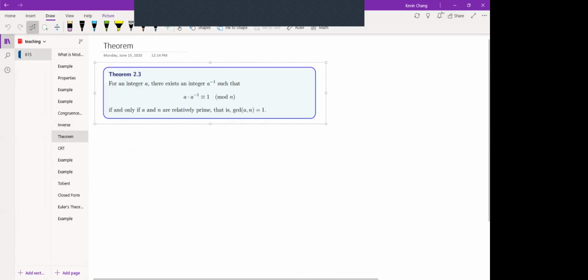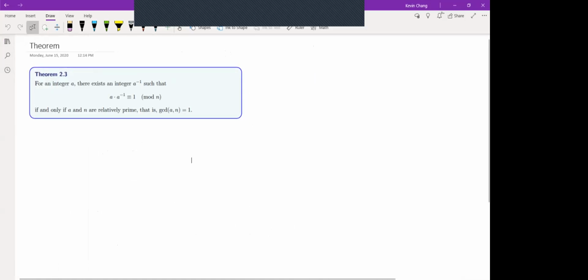So there's a theorem that states that for any integer a, there will be an inverse a to the power of minus 1 such that the inverse property is satisfied. And this happens if and only if a and n are relatively prime, which, if you were in the previous week's lesson, means that the GCD, the greatest common divisor, of a and n is 1. So they don't share any common factors, is what relatively prime means. I'm not going to go over the details of the proof, but basically it uses an identity called Bezout's identity. And this will basically tell you that there exists some number a to the minus 1 here.